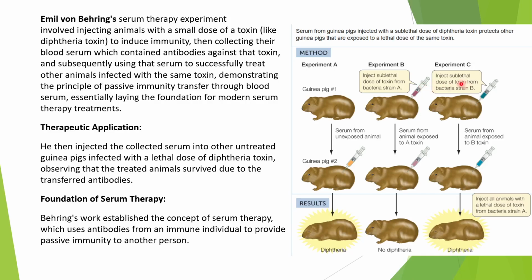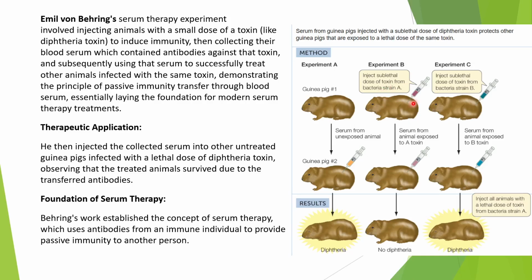In experiment 3, he injected a sublethal dose of the toxin from the same bacteria but of a different strain. So, for example, first one was strain A, second one was strain B. So now strain B was given to this animal, and then the serum from the animal exposed to strain B was given to the second animal, however, the second animal was not exposed to strain B. The lethal toxin for the second animal was strain A. So this animal also developed diphtheria from strain A and it died. So what this also shows is this is very specific immunity to that particular strain of bacteria.